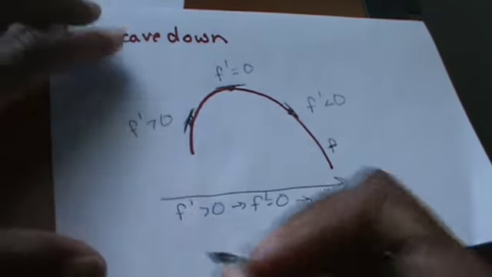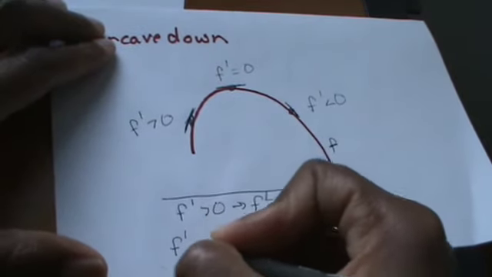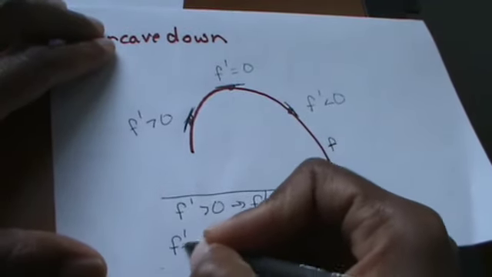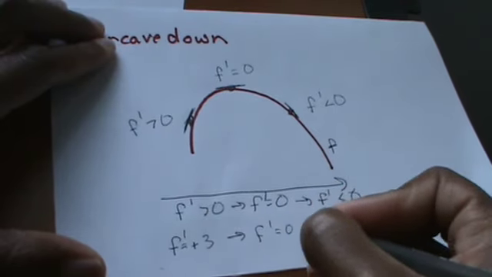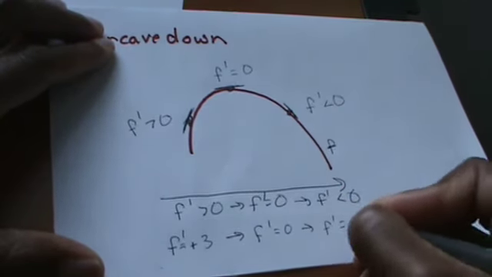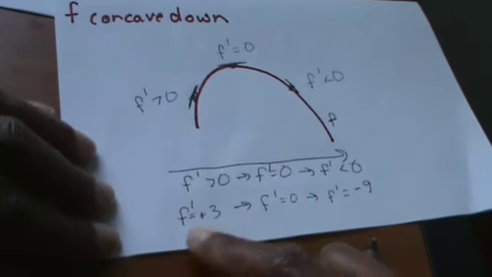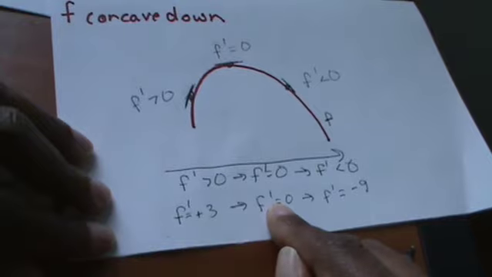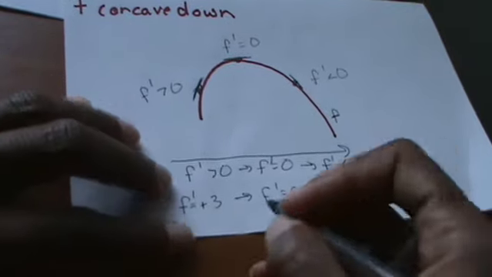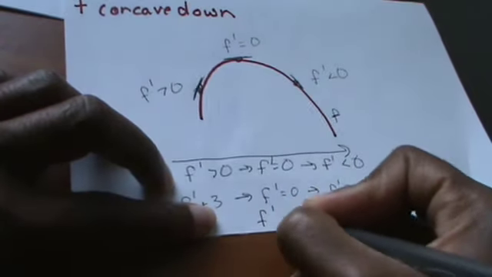All right, so let me just pick some random numbers. F prime, a positive number, positive 3. Go to F prime equals 0 to F prime equals negative 9, right? So hopefully you can see this number is bigger than that one, which is bigger than that one. So what can we say? We can say our slopes are decreasing.